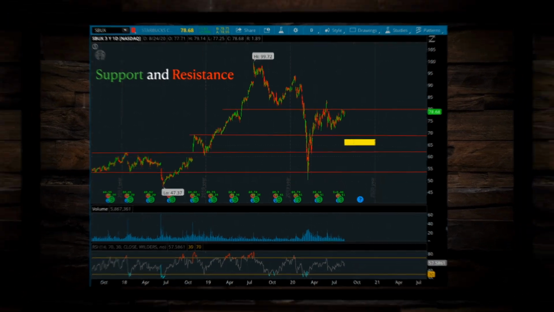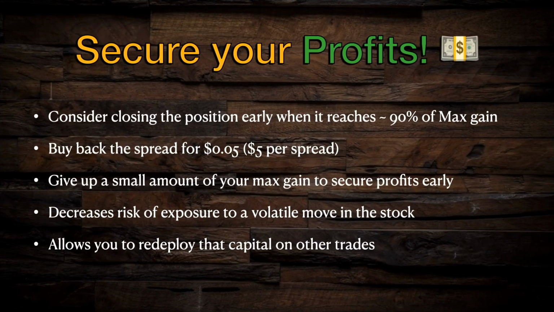Normally, as this strategy approaches expiration, I'll try to close each spread a few days or even a week early for 5 cents, or rather $5 per spread. I find it's worth it to give up a small amount of profit to close the spreads early whenever possible. This practice decreases my risk of the stock moving against me at the last minute, and also allows me to redeploy that capital on other trades.